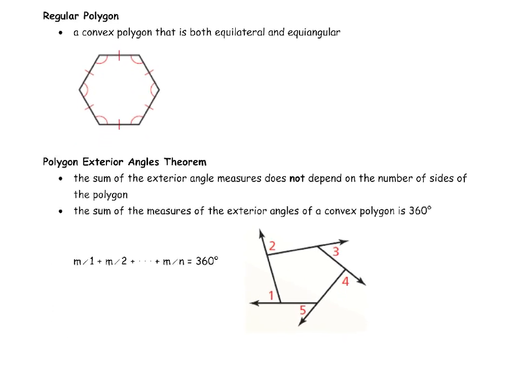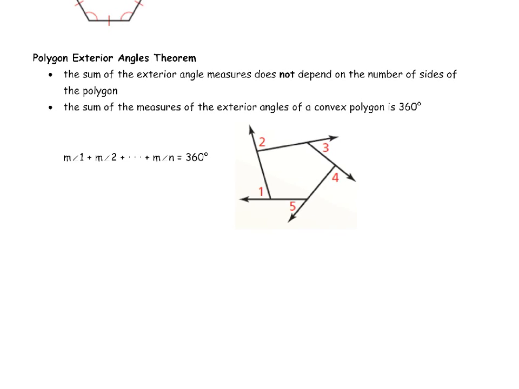Now, the polygon exterior angles theorem basically states that the sum of the exterior angle measures does not depend on the number of sides of the polygon. So how many sides it has is irrelevant. The sum of the measures of the exterior angles of a convex polygon is always and forever going to be 360 degrees.